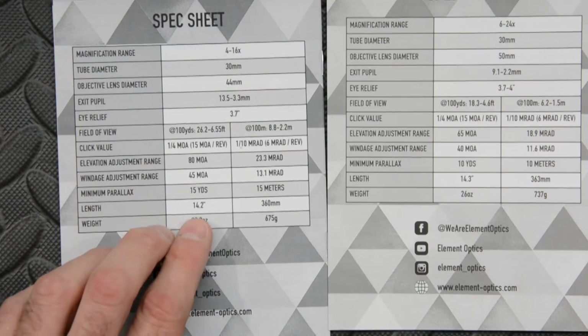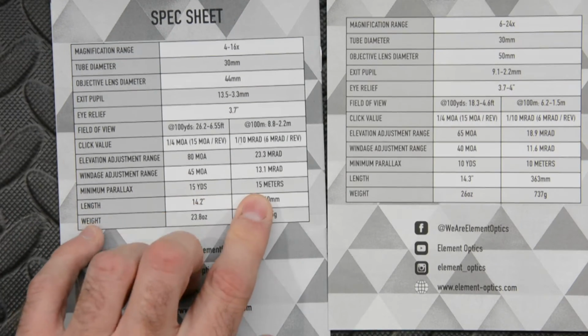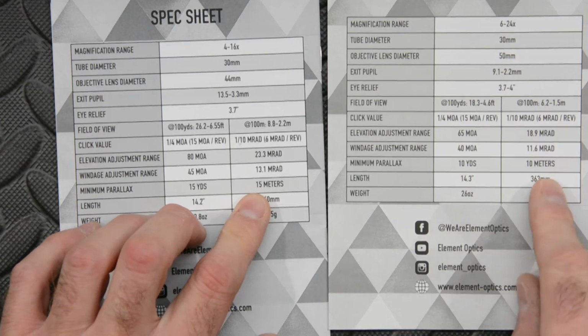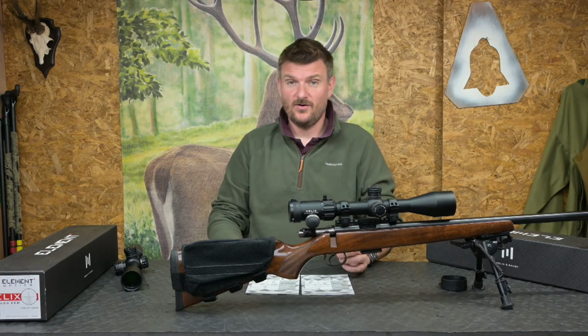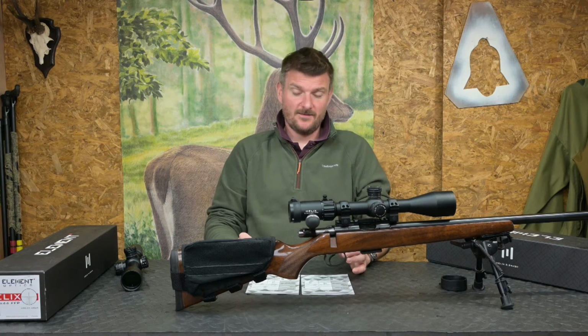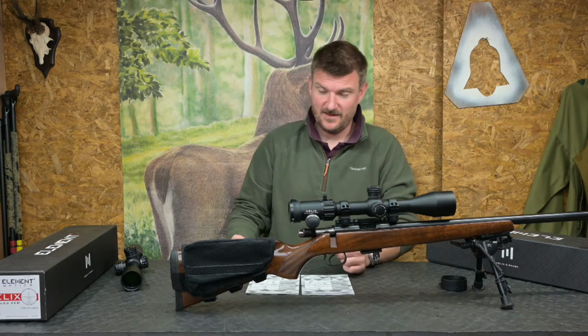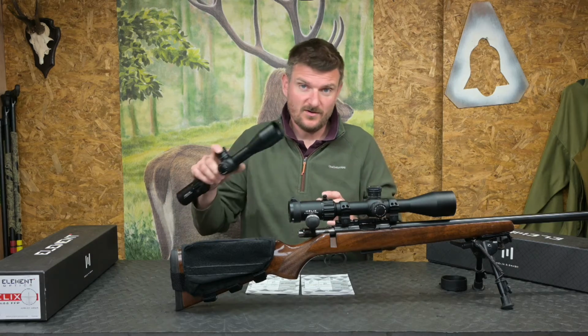If we look at these two, we've got minimum distance of 15 yards, 15 meters on the 4-16, and we've got 10 yards, 10 meters on the 6-24. Interesting, it does that because the 6-24 is probably more likely to need that slightly shorter parallax setting, if anything, because it's more of the target scope than the hunting scope.